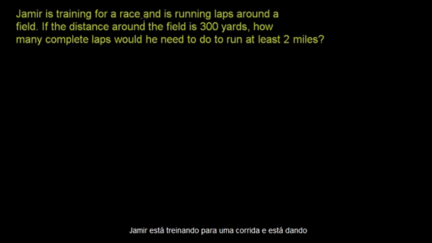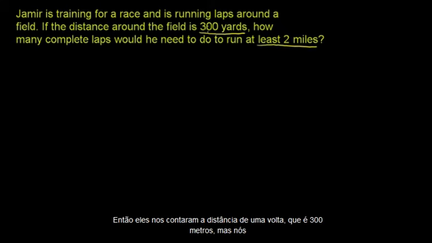Jameer is training for a race and is running laps around a field. If the distance around the field is 300 yards, how many complete laps would he need to do to run at least 2 miles? So they tell us how far one lap is. It's 300 yards, but we need to figure out how many laps to go 2 miles.